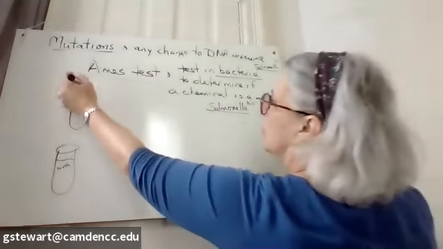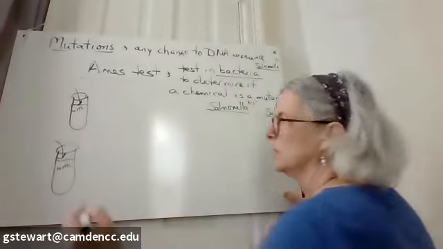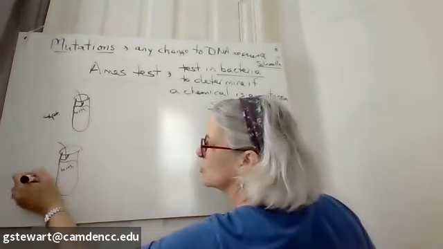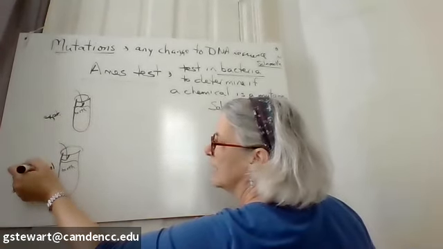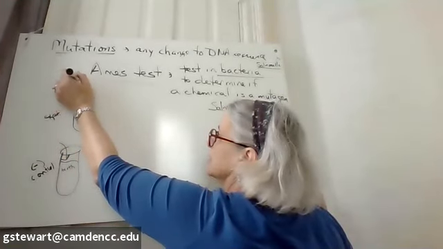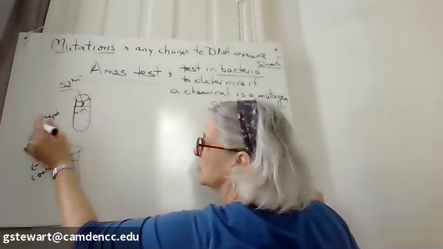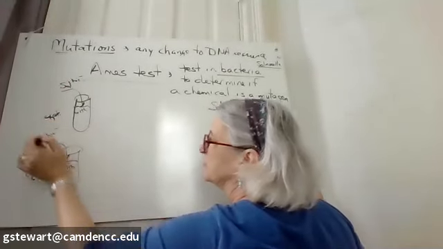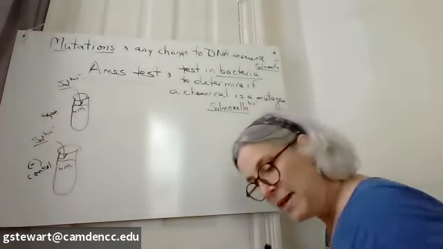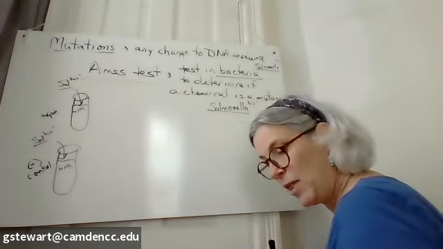Okay, so into both of these tubes, I'm going to make this first one the experimental and this one the control. This is a negative control. I'm going to add my bacteria, Salmonella His minus, to both. To my experimental, I'm going to add chemical X.